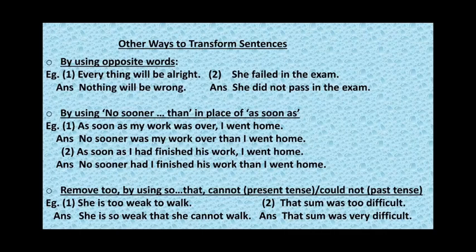Next example. That sum was too difficult. Answer. That sum was very difficult. So here we have removed too and added very.